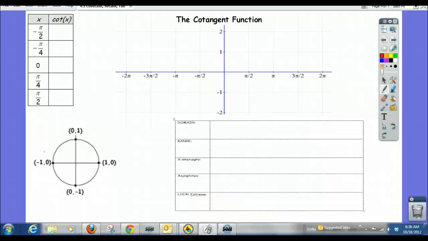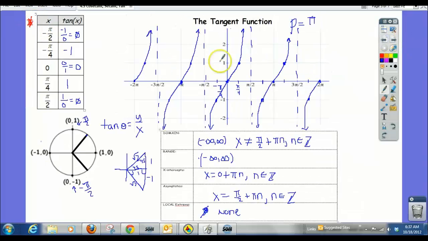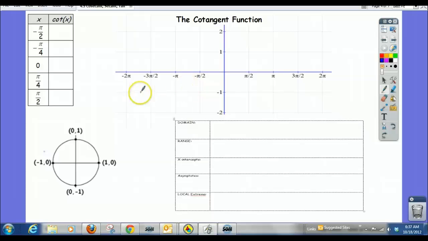Alright, so welcome back. We're going to look at the cotangent graph now, and you'll notice that the first thing I'm going to do when I graph my cotangent graph is make the same setup that I made with tangent. So if you remember from the tangent video, we start at negative pi over 2 and then go up by multiples of pi over 4 until pi over 2. That'll get us a good glance at one period of cotangent.